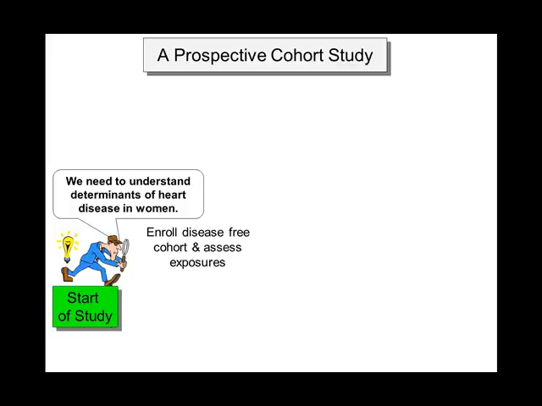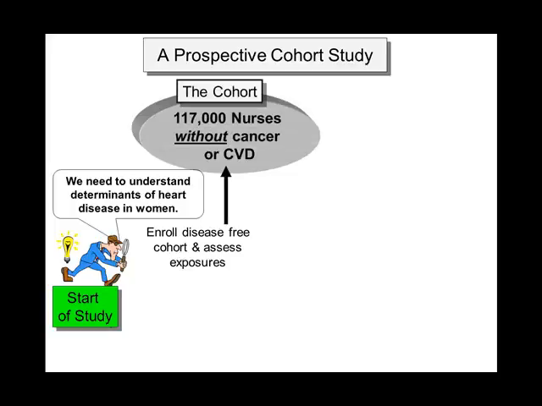And when they had finished their enrollment period, they in fact had identified a cohort of 117,000 nurses who were known to be without cancer or cardiovascular disease. And they could then begin to follow this cohort forward in time, checking with them periodically every year or 2 years, administering additional follow-up questionnaires that would ascertain any changes in their exposure status, and also identify health events, health outcomes that were of interest to the investigators.